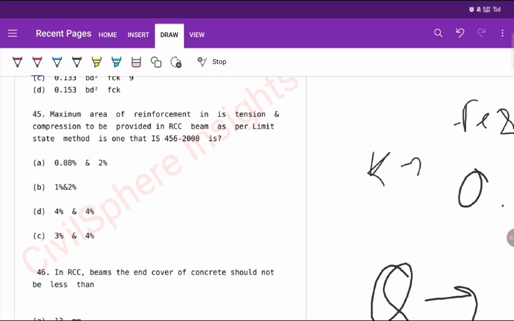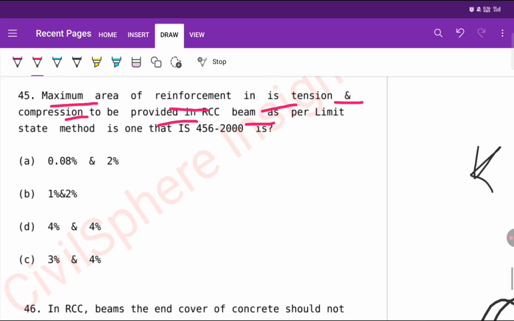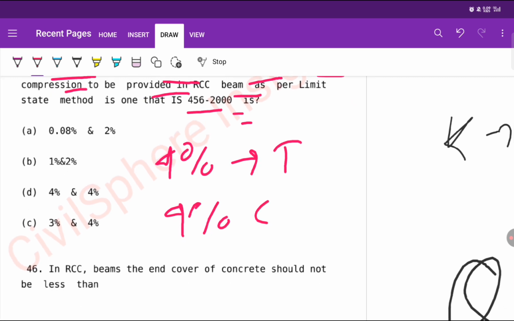Okay, coming to the next question. Maximum area of reinforcement in tension and compression to be provided in RCC beam as per the limit state method in IS 456:2000. Maximum area of reinforcement in tension and compression, how much should it be? Both compression and tension maximum reinforcement is 4%. So 4% for tension, 4% for compression. Okay, so option D is the correct answer.